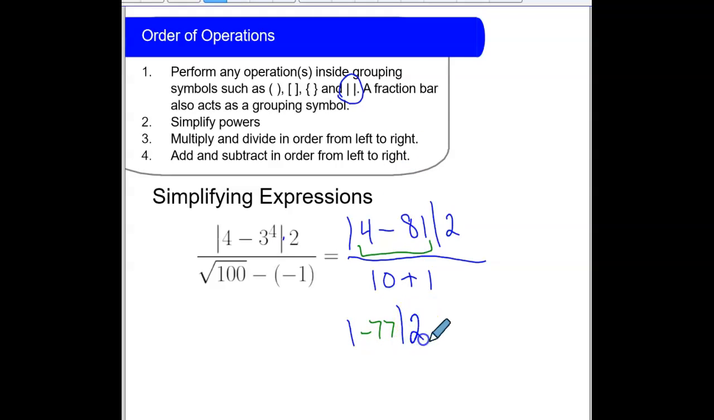And then I'm going to multiply that by 2. The absolute value of negative 77 times 2, and then that's going to be over 11. Well, what's the absolute value of negative 77? The absolute value of negative 77 is just 77. And then 77 times 2, that is 154. And all of that's going to be divided by 11. And what is 154 divided by 11? That will be 14.